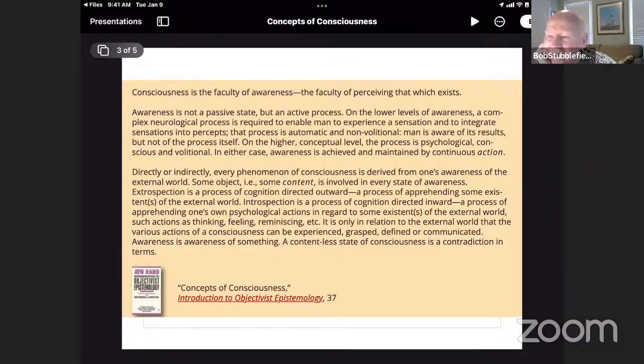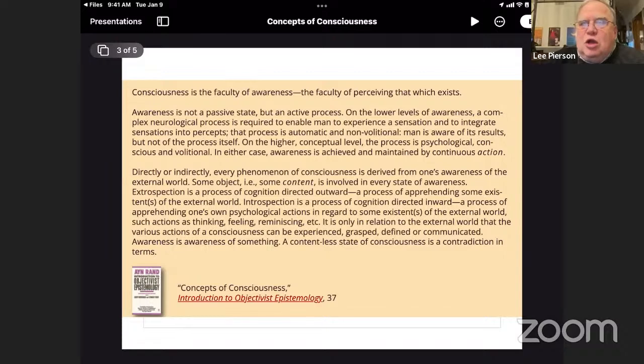So let's see. "Man is aware of its results, but not of the process itself." Well, "that process is automatic"? It depends on what you mean by automatic, and non-volitional depends. Again, I'm bracketing this because we've discussed it before. We had a whole session on this. I think it's obvious that I choose, just as an example, the direction of my attention, my perceptual attention. And I can do it, and I think anybody can do it. So let's leave this.